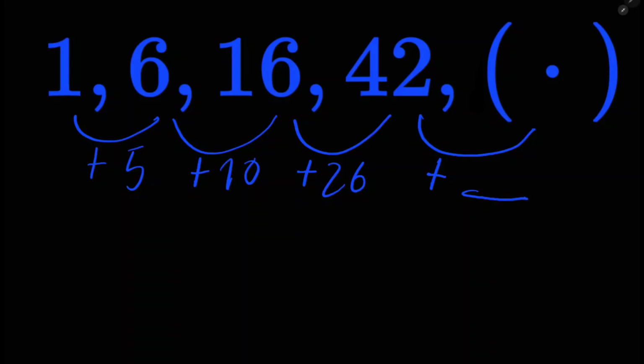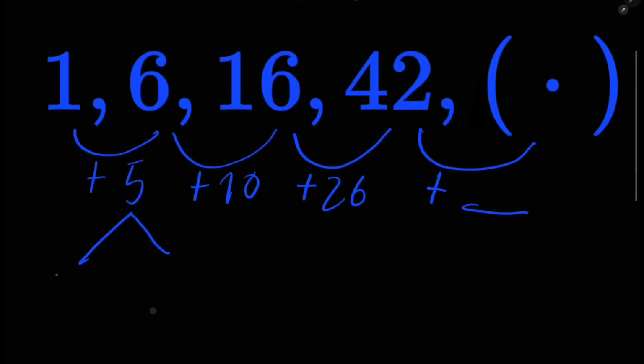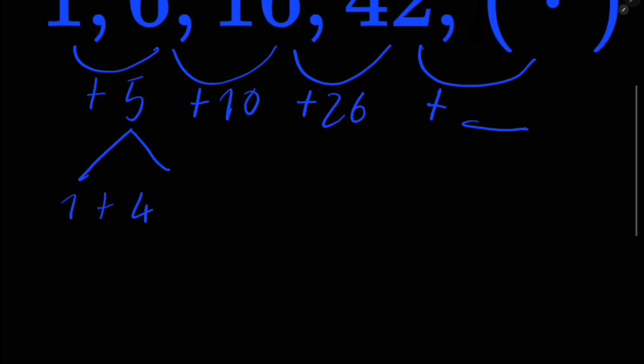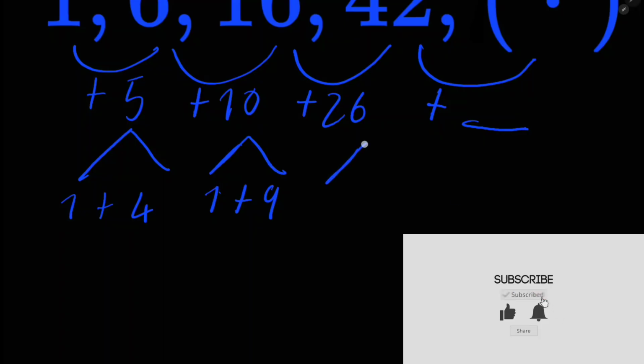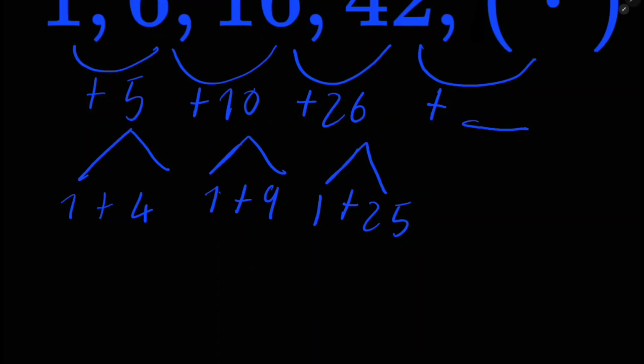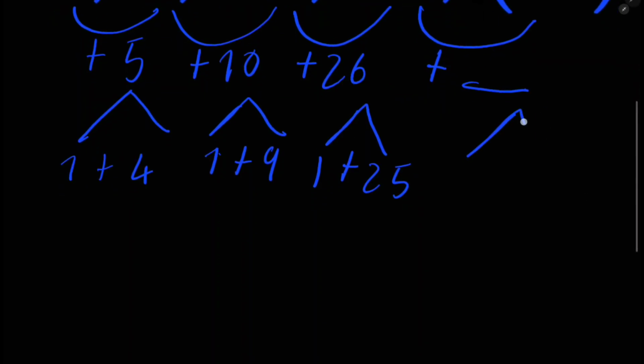From here, we look at it, we see that 5, 10, 26, there's actually still not a pattern here. But we can actually generate a pattern looking at the 5, 10, and 26. We see that 5 here is basically 1 plus 4. And 10 is 1 plus 9. 26 is 1 plus 25. And our variable, which we don't know, is 1 plus an unknown number.